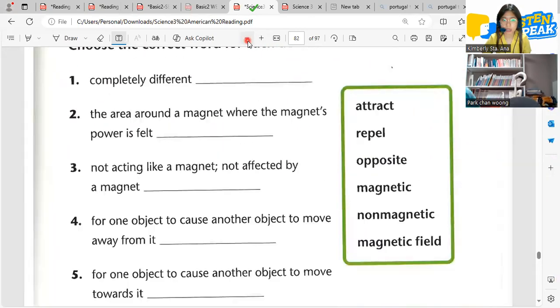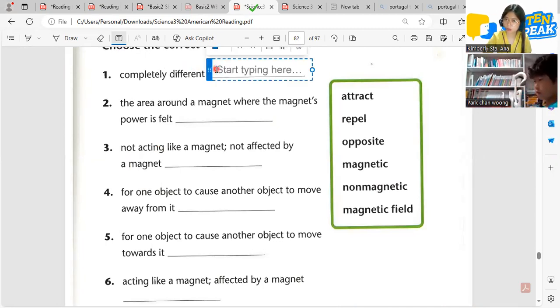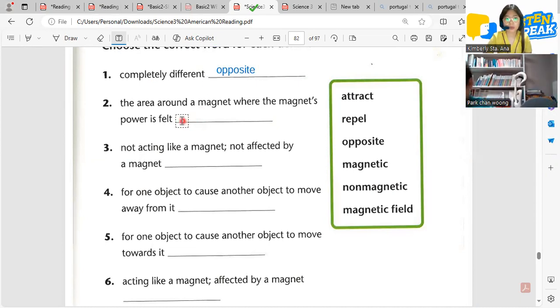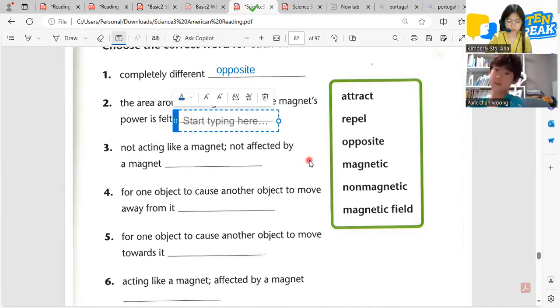I think this is really easy. Can you help me? Completely different, opposite. How about number two? There's no area around a magnet where the magnet's power is... magnetic field.